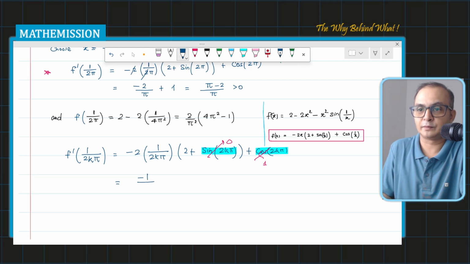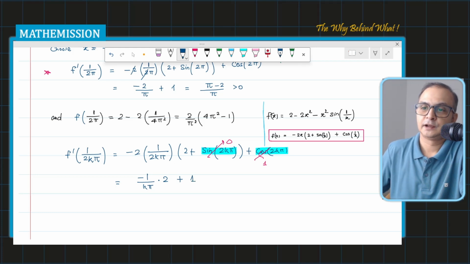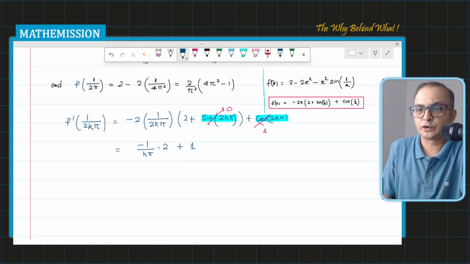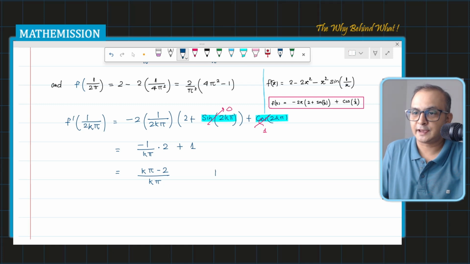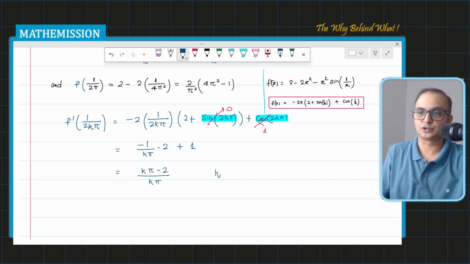So what we get here? Minus 1 by k pi, yes, into 2 and plus 1. And what we are going to get here is what? k pi minus 2 by k pi. Already the k value you can take any integer. So suppose I'm taking k as 1, so automatically pi minus 2 is a positive quantity. When you take k equal to 2, automatically it's positive. So for any k which is more than 0, that will give you the positive quantity only.